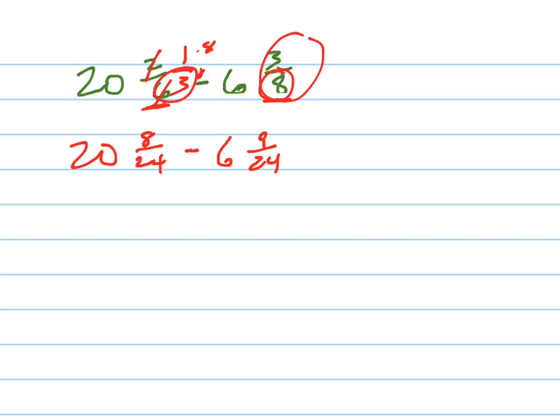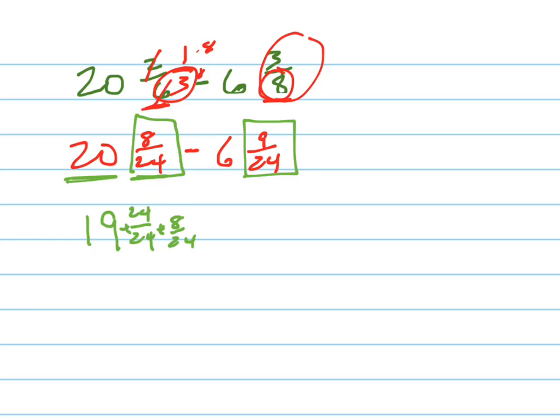And again, look at the problem we have. When we do that, we have a smaller fractional part being subtracted from, and you're subtracting from that a bigger fractional part. So I need to borrow one of these from the 20. I need to turn that into 19 and 24/24. And now I'm going to add these together. So that's 19 and 32/24.